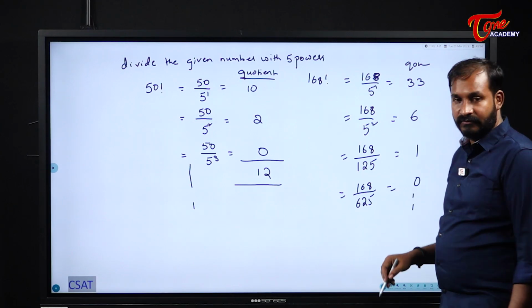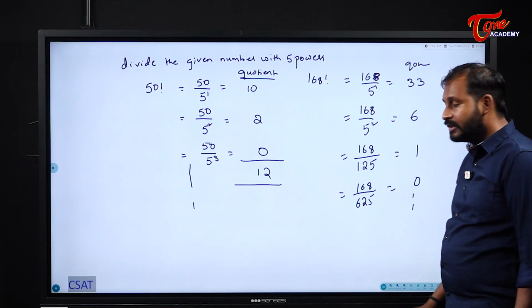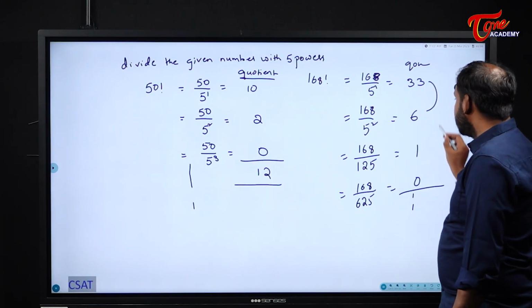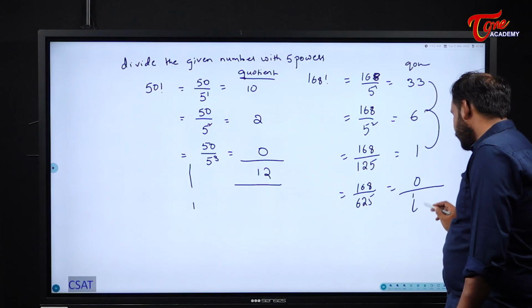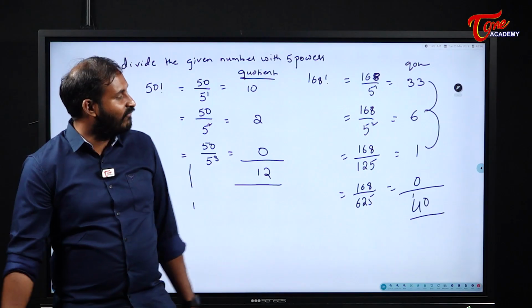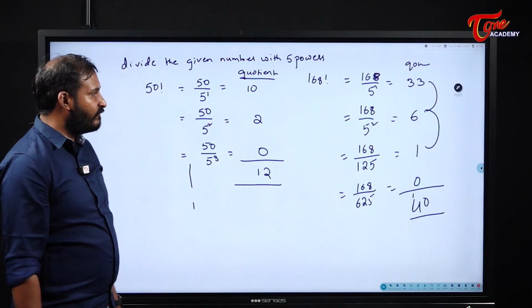From now onwards, what is the quotient? We will get zeros only. Why? Because the denominator will become greater than the numerator. So, what will be my answer here? 33 plus 6 will become 39. 39 plus 1, it will become 40. So, the number of zeros for 168 factorial will become 40 zeros.